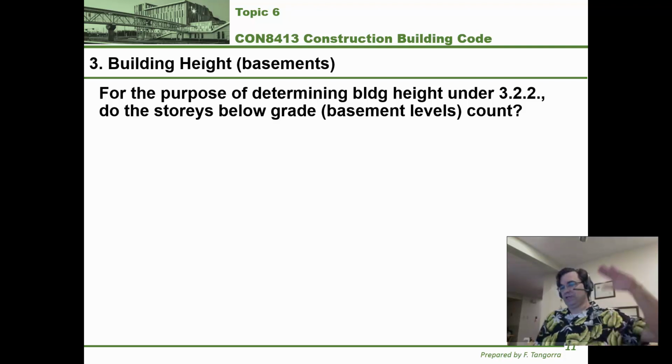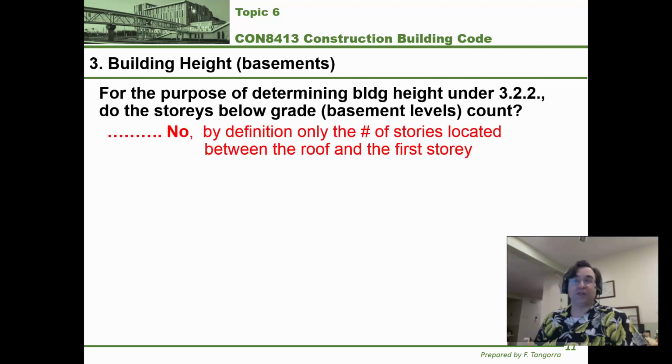The definition of the building height is from the first story, the floor of the first story, to the roof. But you can have space under the first story, right? That's what we call a basement. So, do basement levels count as part of the building height? The short answer is no. Okay? By definition, the building height goes from the first story. Okay? So if it's a basement, it doesn't count.